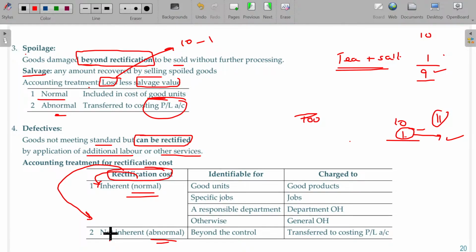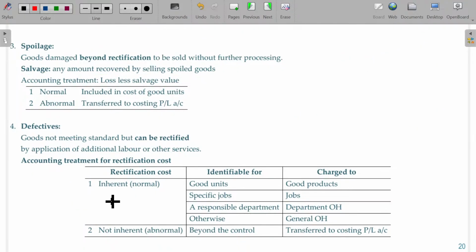If I prepare 100 teas, 1 or 2 teas may go like this only, no way. 2 teas, okay, tolerable. If it is beyond 2 teas, then it's intolerable. That's how it is identifiable, inherent or non-inherent. In case of inherent, it can be charged to the product. In case of non-inherent, it will be transferred to the P&L account, being beyond the control.